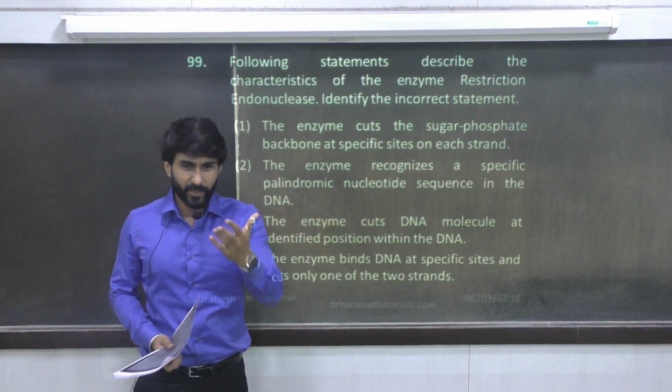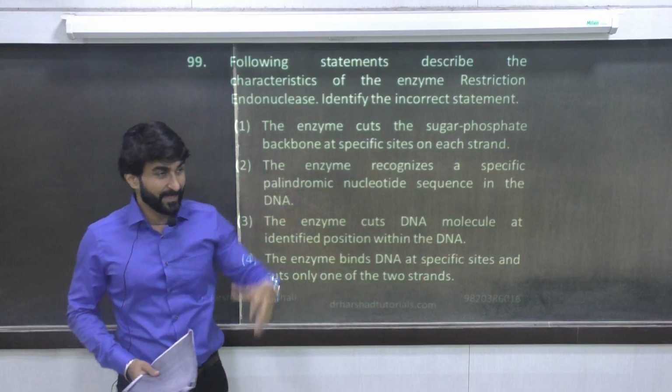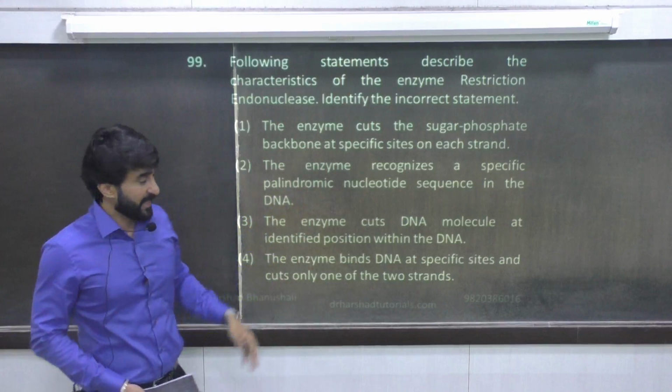The second option says, the enzyme recognizes a specific palindromic nucleotide sequence in the DNA. Again, a true statement. You always have the example of EcoRI, which says, you know, GAATTC. The palindromes are repeated sequences which are identified by the enzyme. So this is a true statement.